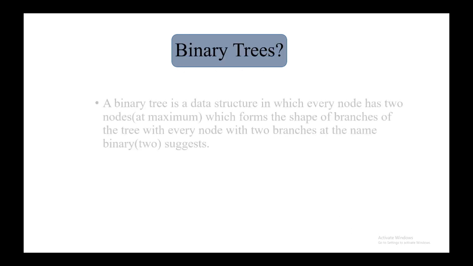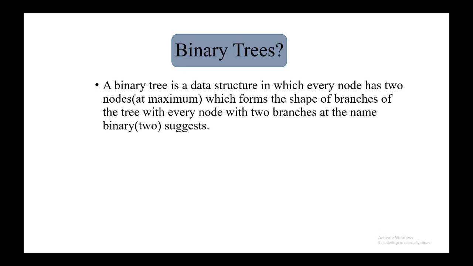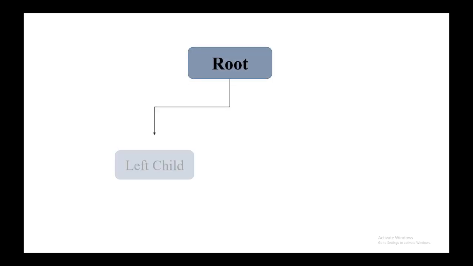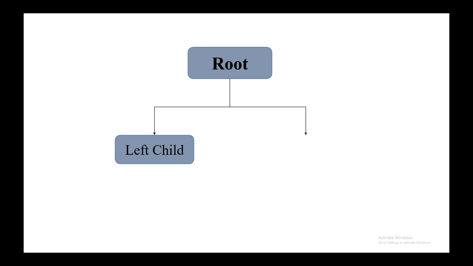Now we will discuss what are binary trees. A binary tree is a data structure in which every node has two nodes at maximum, which forms the shape of branches of the tree, with every node with two branches, as the name binary suggests. The two nodes are called the left and right child nodes. This is the basic structure of a binary tree. Root is the first node of the binary tree, and the left child and the right child are nodes of root.